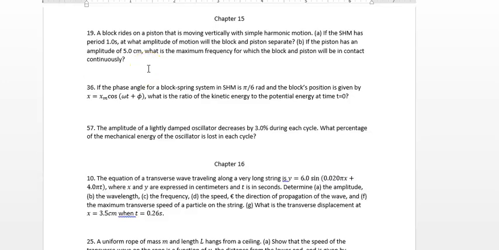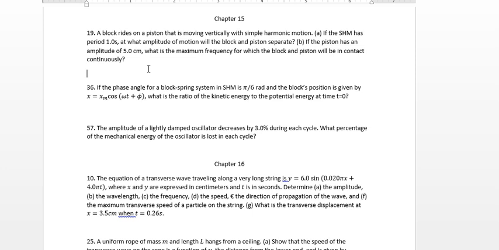All right, so this first problem from chapter 5 is a piston going up and down in simple harmonic motion. The piston is going through a sine wave, straight up and down, and there is a block sitting on top of it. The question is, if it's simple harmonic motion with a period of 1 second, at what amplitude will the block separate from the piston?